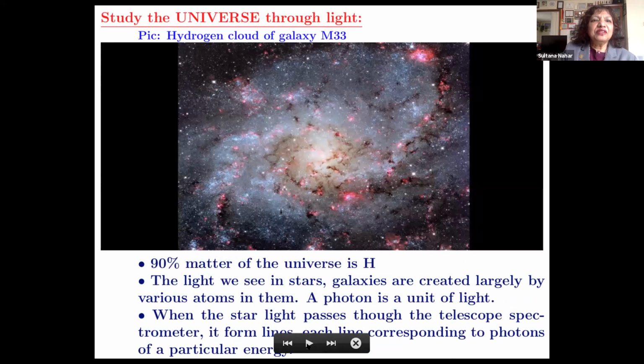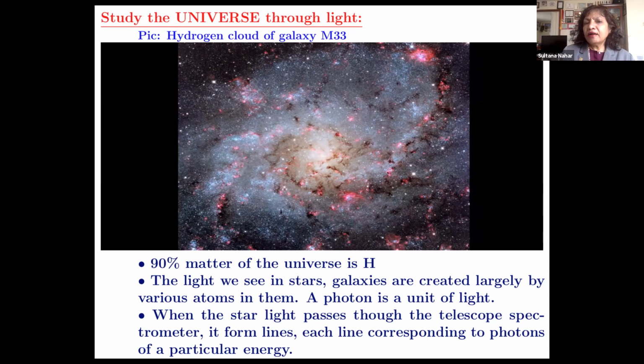Okay. So as I mentioned, we study the universe through the light that we catch from them. This particular picture shows the hydrogen cloud of galaxy M33. You know that 99% of matter in the universe is hydrogen. The light we see in stars and galaxies is created largely by various kinds of atoms in them, and of course, including hydrogen. And the photon is a unit of light.